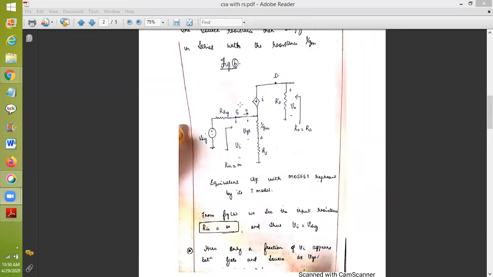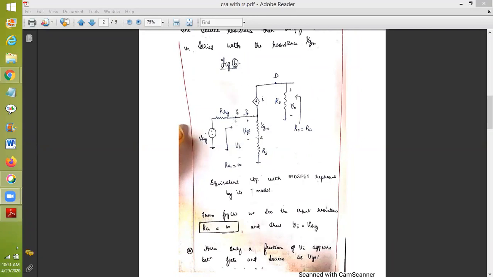Okay, this corresponds to the T model. Are you able to hear? So this is the gate terminal. This is the current flowing from drain to source, and this is the source terminal. To the source terminal, we attach the resistance 1 divided by Gm. So this much corresponds to the T model.